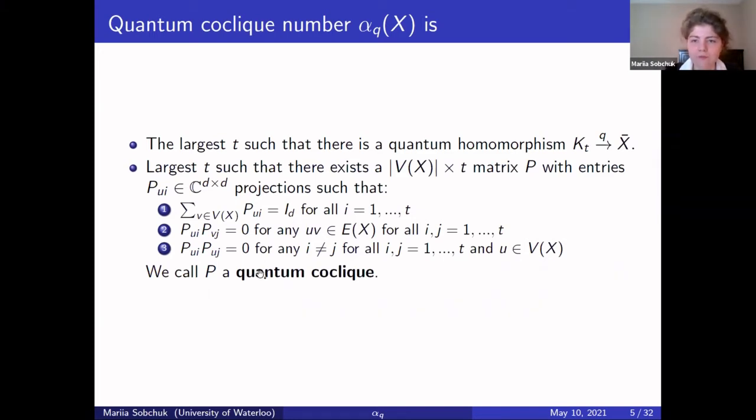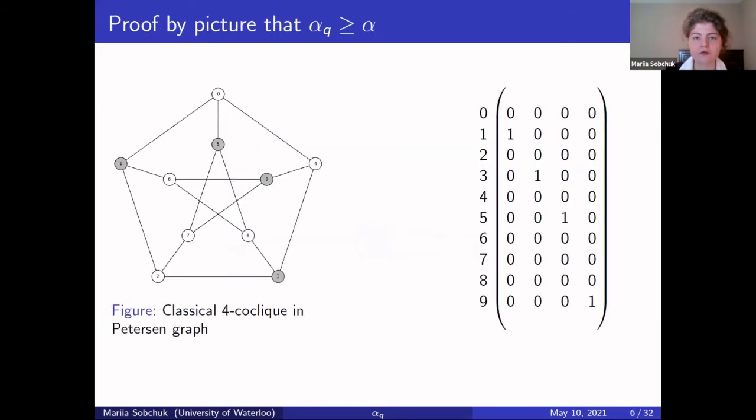So the whole matrix P is called a quantum cochromatic matrix. And the quantum cochromatic number is the largest number of columns we can have in a quantum cochromatic matrix. All right. Okay, so let's take a look at an example and how to construct this matrix.